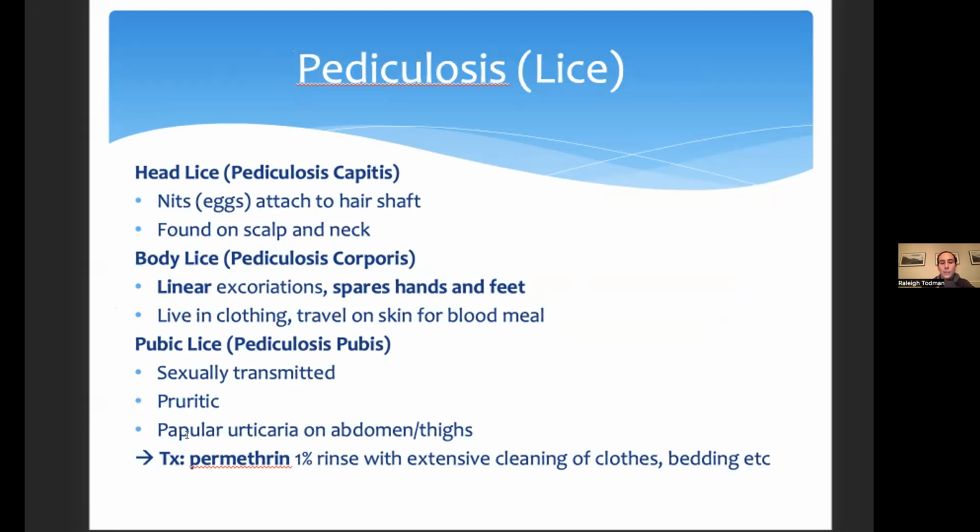Pubic lice is considered a sexually transmitted disease. It's very pruritic. You're only going to see this on exam. So this is someone who's having very severe groin itching and it needs to be looked at. And there can be some urticaria on the thighs or the lower abdomen. The treatment for all these types of lice is permethrin, 1% rinse. And really the big problem is cleaning all the clothes, the bedding, things like that, especially in the shelter population.